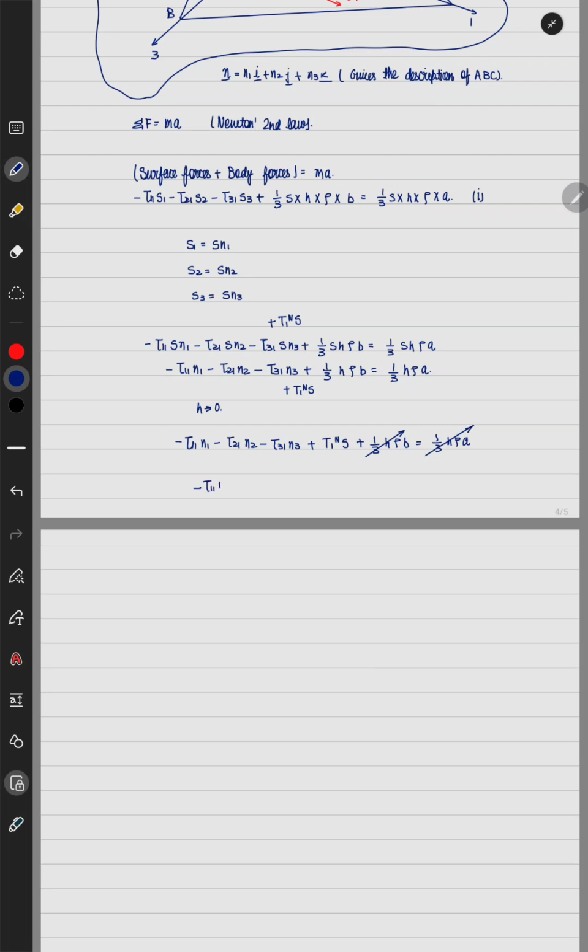So I will get tau 11 N1 minus tau 21 N2 minus tau 31 N3 plus T1N into S is equal to 0. T1S will get cancelled, so this will not be there. T1N is equal to tau 11 N1 plus tau 21 N2 plus tau 31 N3. So this is the relation that we have obtained.